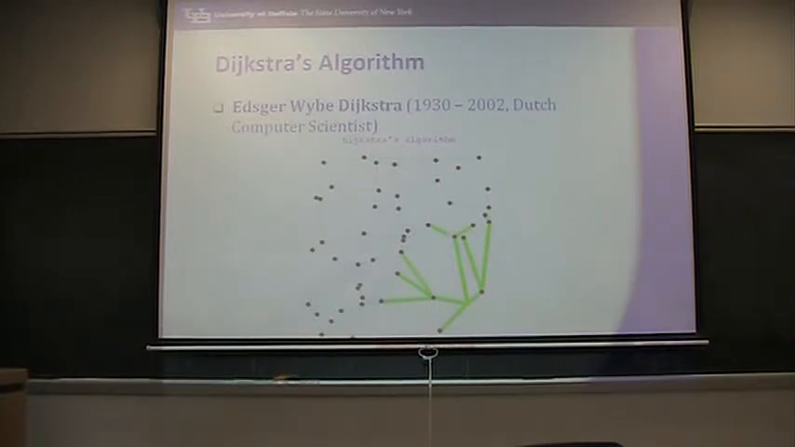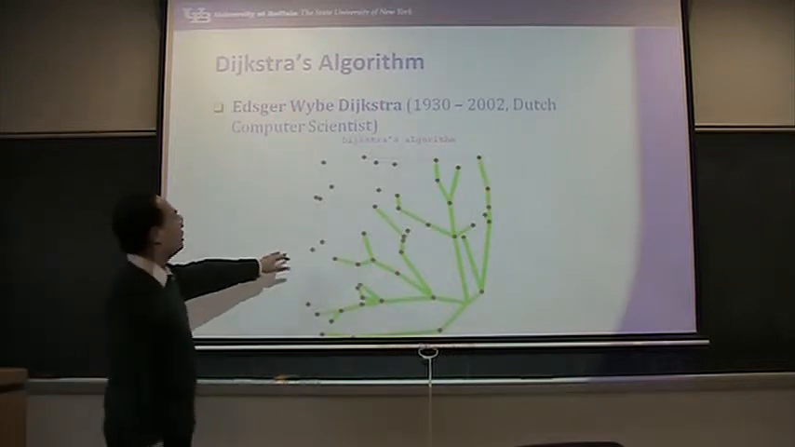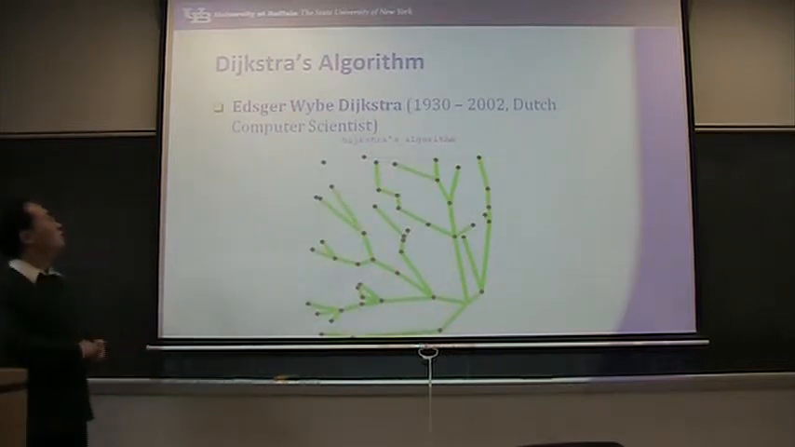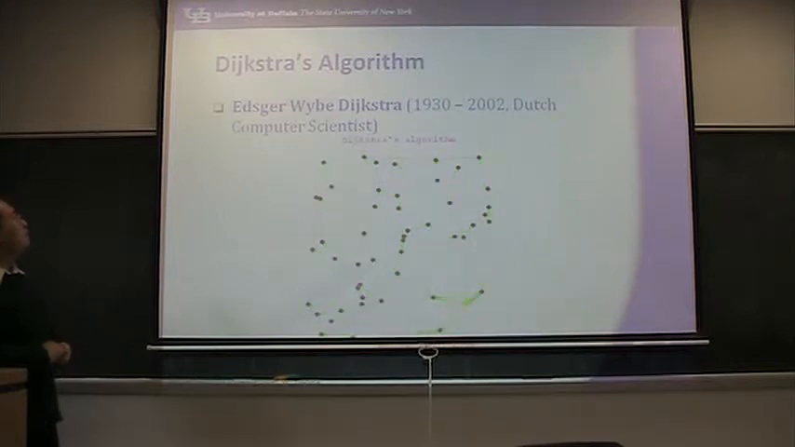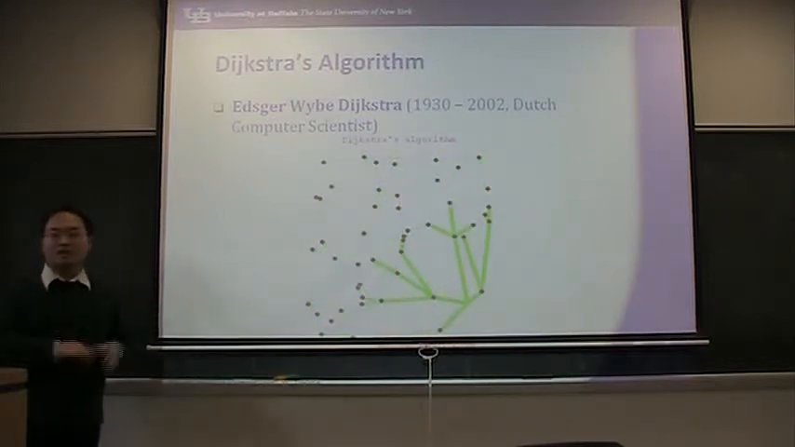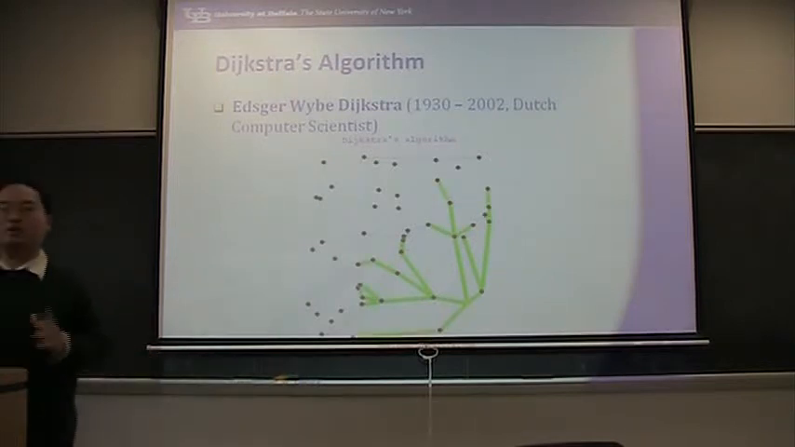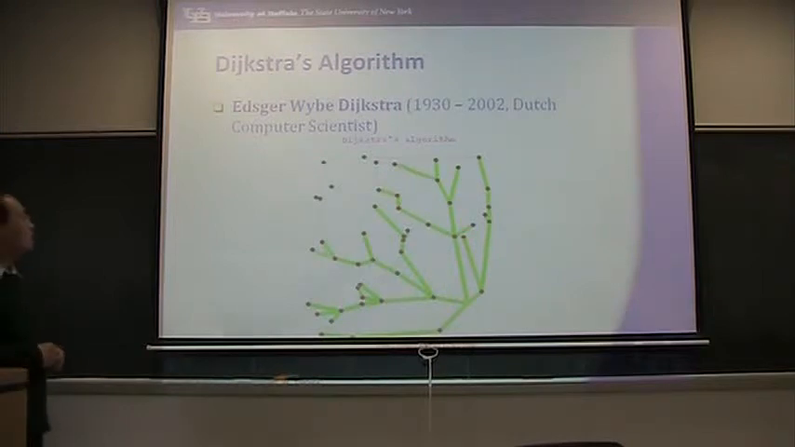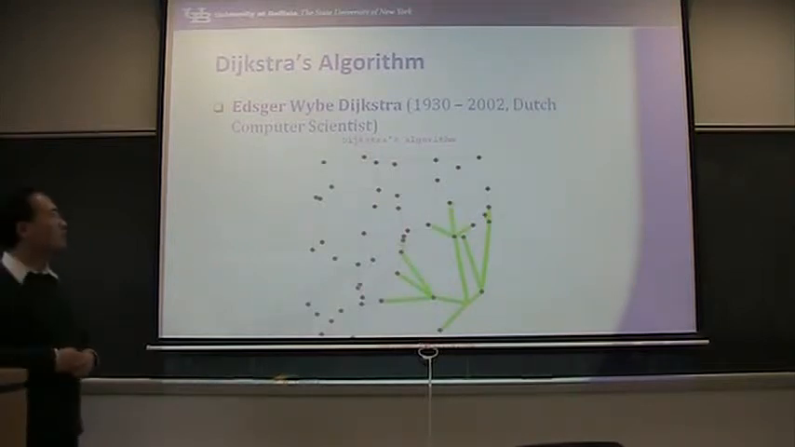Now, we go to the next topic of today, which is Dijkstra's algorithm. This is the animation of Dijkstra's algorithm. Edsger Wybe Dijkstra is a Dutch computer scientist. He's not a transportation scientist nor a transportation engineer. He was born in 1930 and he died in 2002. He was a professor at the University of Texas at Austin.